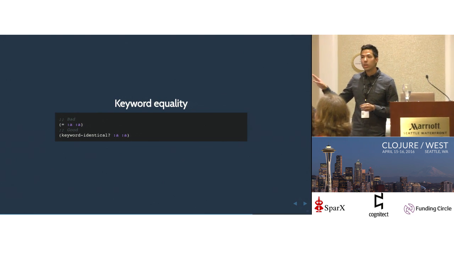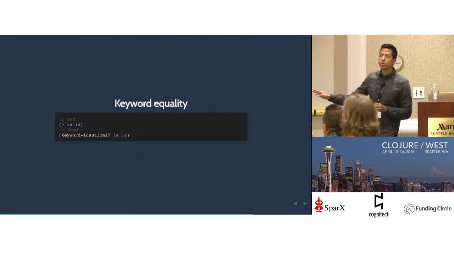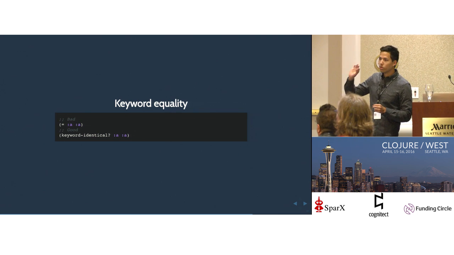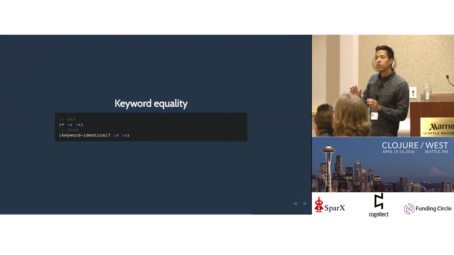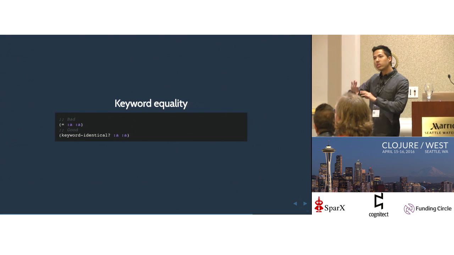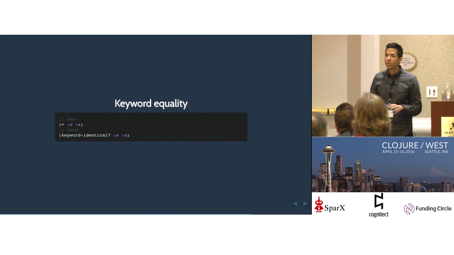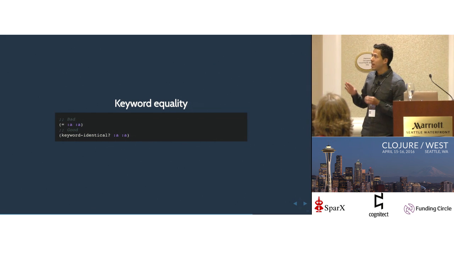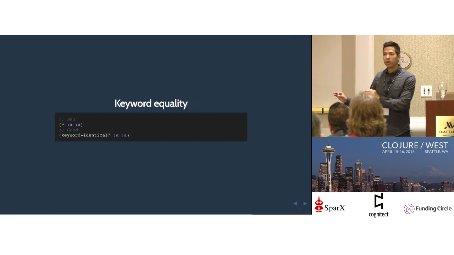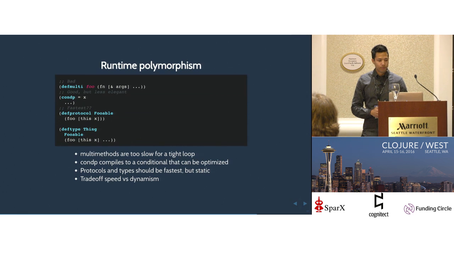Another great example, keyword equality. Huge performance boost if you just say, instead of using equals, keyword identical. It will skip all the extra work that it does, especially with JavaScript, to figure out the whole equality thing, and take a shortcut, make it do less work, therefore higher performance.